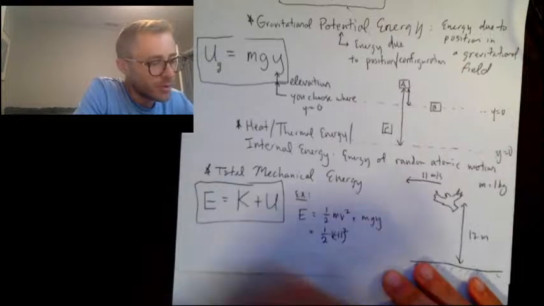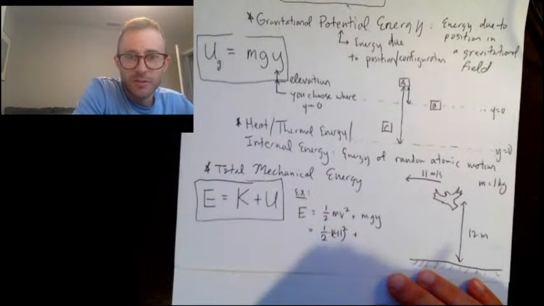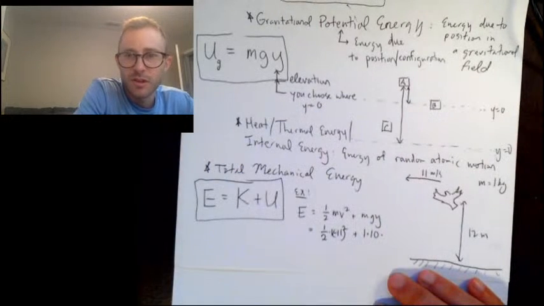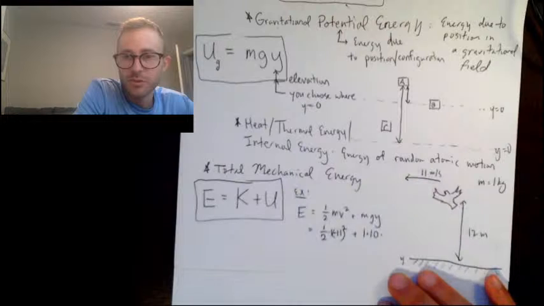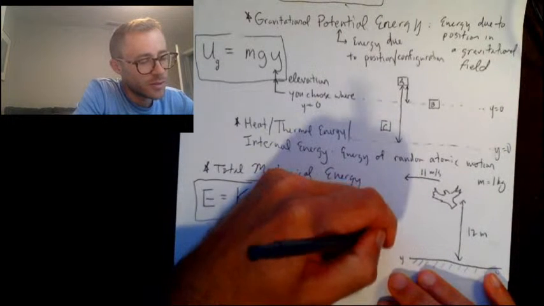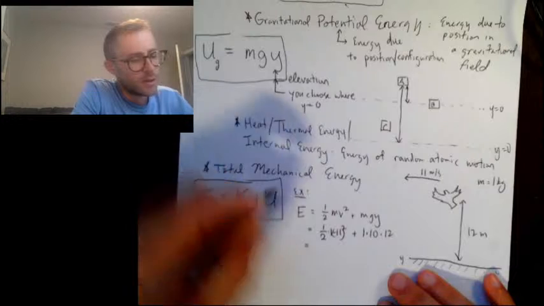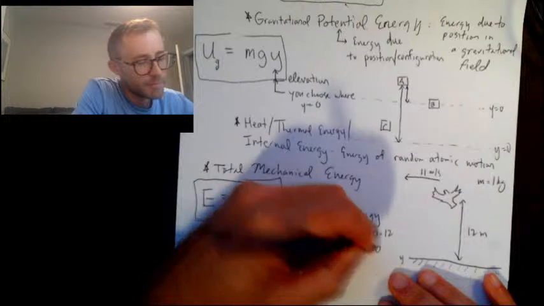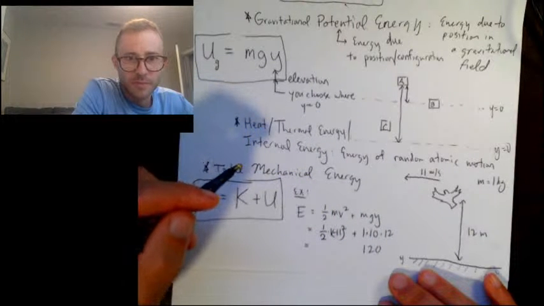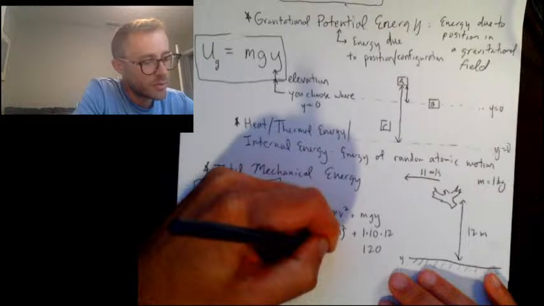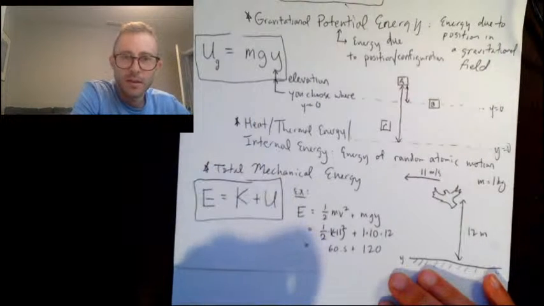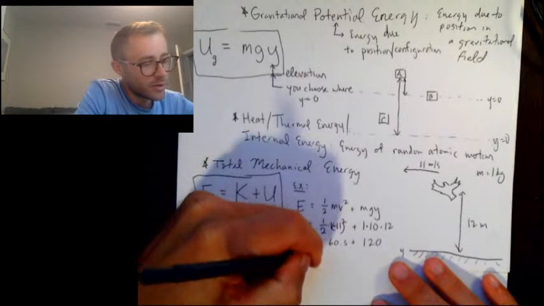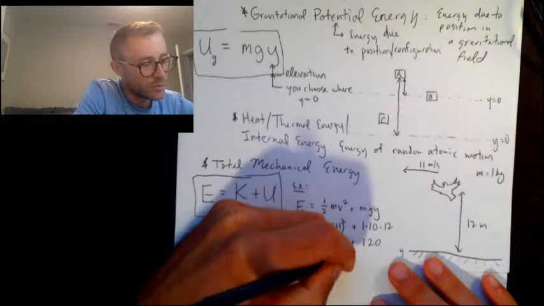All right, going back to the example here. Plus the amount of gravitational potential energy, which is going to be 1 times 10 times the elevation, which I'm calling y equals 0. So 1 times 10 times 12. Okay? So 1 times 10 times 12 is 120. 11 squared is 121. 121 divided by 2 is 60.5. So the total mechanical energy is going to be 180.5 joules.